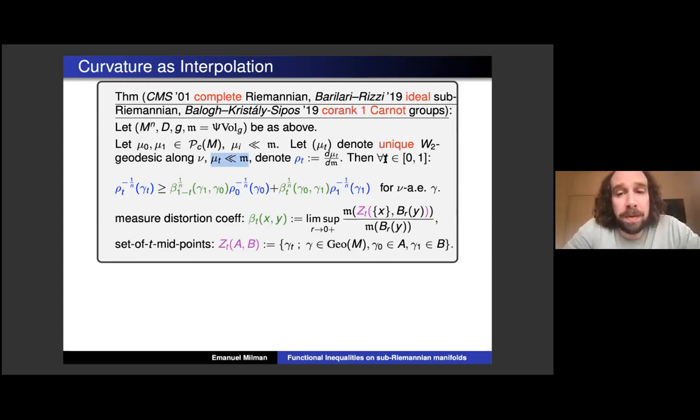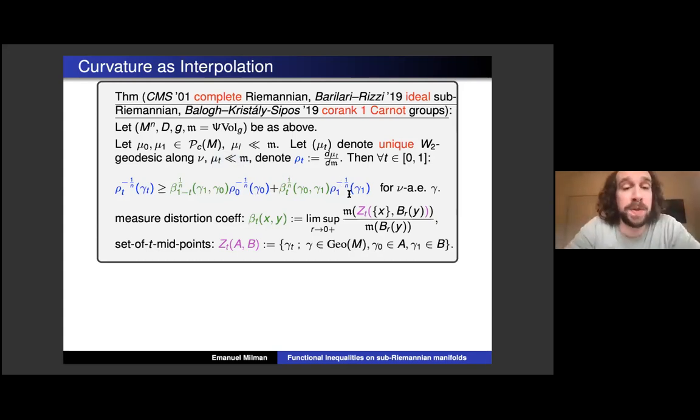Then it turns out that for all times t, you have this type of interpolation inequality for all geodesics gamma which participate in the transport. The result is that if you look at the density rho t at time t, and you evaluate it at the t-midpoint of the geodesic gamma t, and you take this power negative 1 over n, where n is the dimension, then this expression is bounded below by some combination of whatever happens at time 0 and whatever happens at time 1.